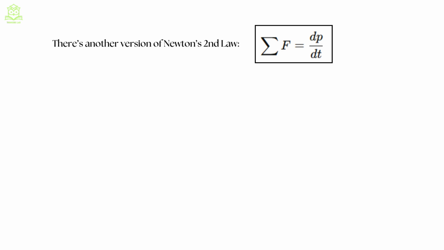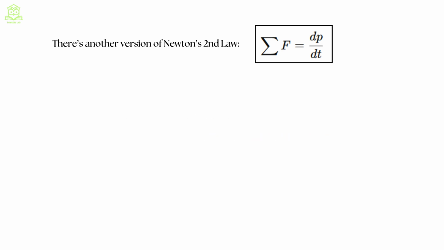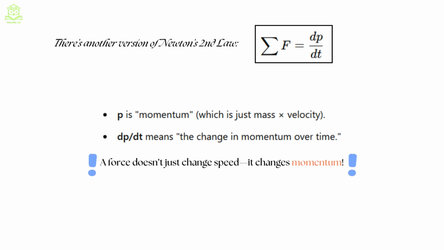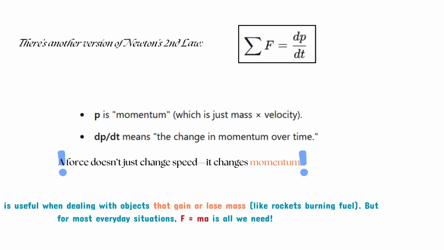Do not worry, it is not as scary as it looks. Here's what it means. p represents momentum, which is simply mass multiplied by velocity. dp/dt means the change in momentum over time. So Newton basically said, a force does not just change speed, it changes momentum. This version is useful when dealing with objects that gain or lose mass, like rockets burning fuel. But for most everyday situations, the simpler formula F = ma is all we need.